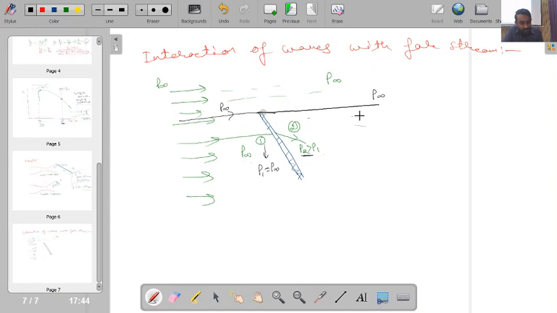Ultimately, what is happening? This upstream flow is not facing any shock wave, but the downstream flow is facing a shock wave. So obviously in this section I will have different properties, and in that section I will have different properties, and these two different properties will be separated by a line which is called a slip line. And for a slip line to occur, what is the necessary condition?